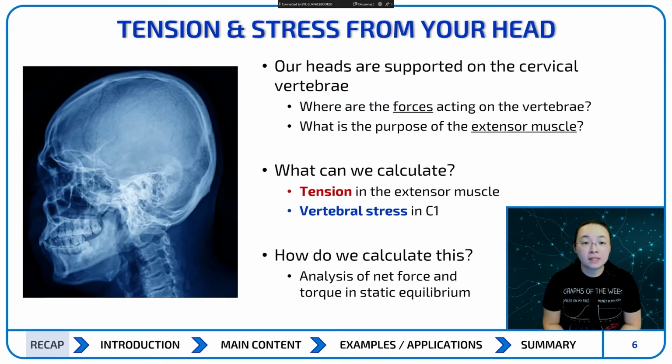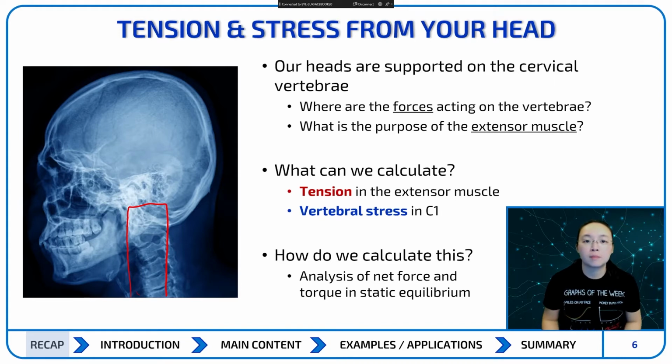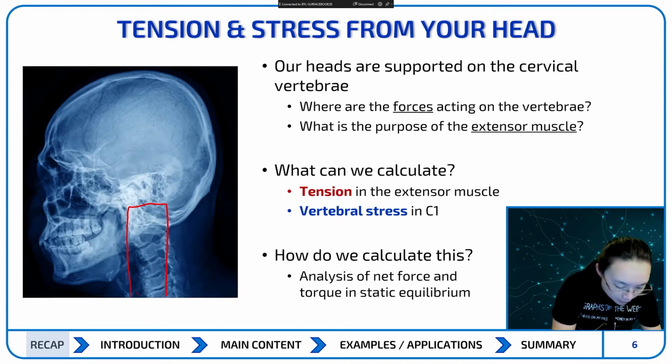Now, one of the examples we went through was tension and stress from your head. So with this scan on the left, what we want to do is try and simplify this so that we can do some physics analysis with it. So we know that our heads are supported by our spine, so the C1 over here, which we can just assume is some solid block. And so that can be your spine.